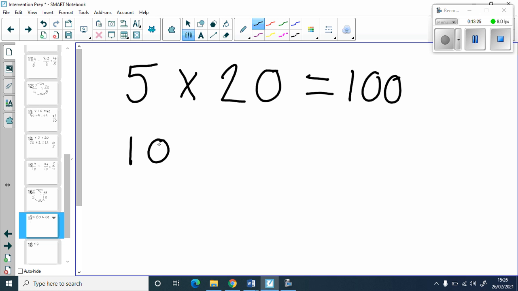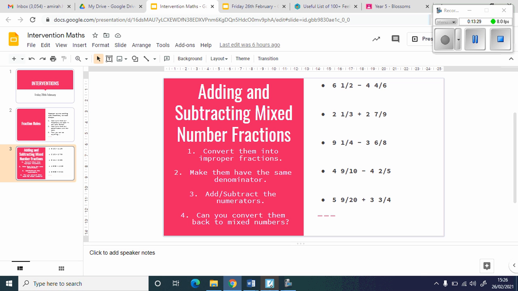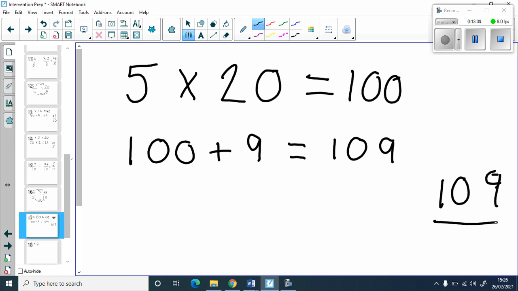Right there, and we need to add on our numerator, the number on the top, which is 9. And our answer then is 109. Don't forget your denominator needs to stay the same. So we've got 109 over 20. So we convert to that one. Now we need to convert our other fraction.